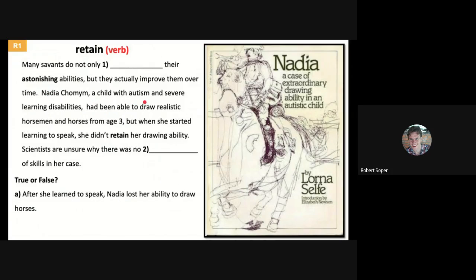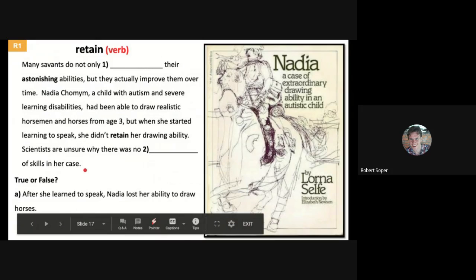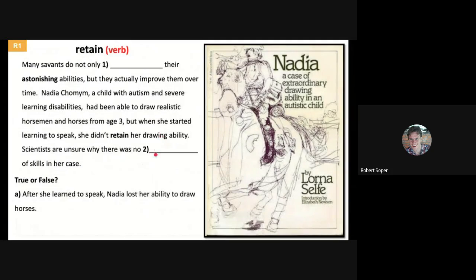Nadia Chamim, a child with autism and severe learning disabilities, had been able to draw realistic horsemen and horses from age 3, but when she started learning to speak, she didn't retain her drawing ability. Scientists are unsure why there was no retention of skills in her case. So, the word we were looking for here is the noun, and the noun form of retain is retention.